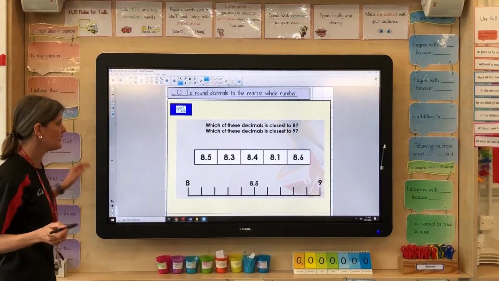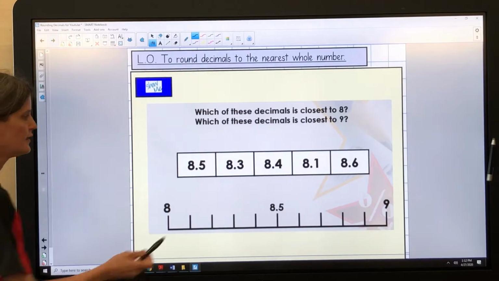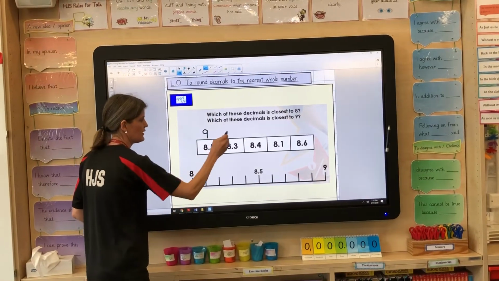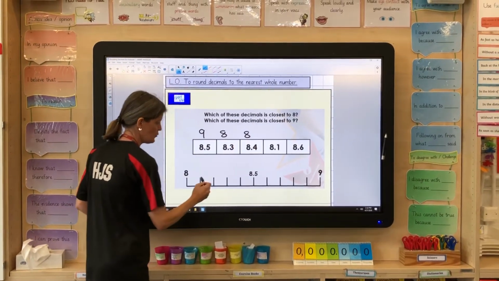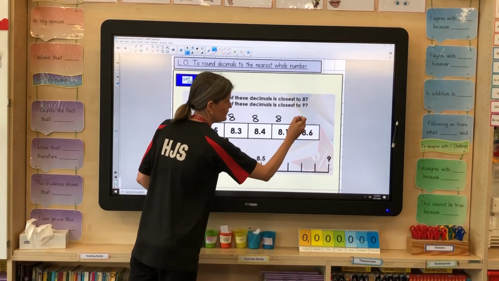Here's one for you to have a go at, so pause the clip when you're ready, and then check your answers. 8.5, we'd round it up to 9, 8.3, round down, 8.4, round down, 8.1, round down, and 8.6, round up.